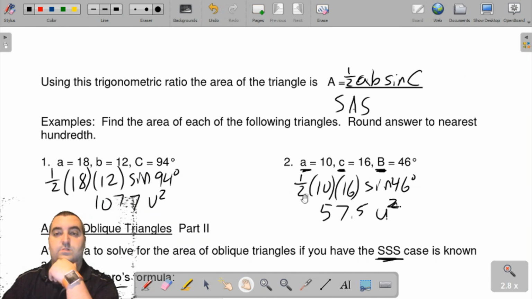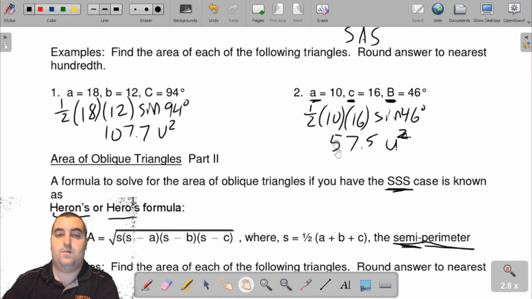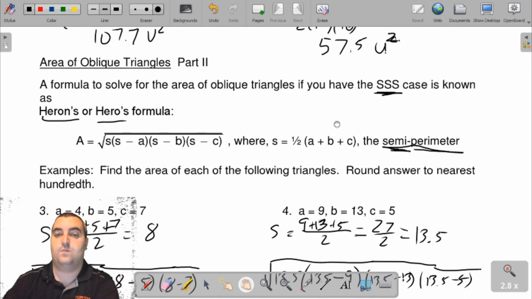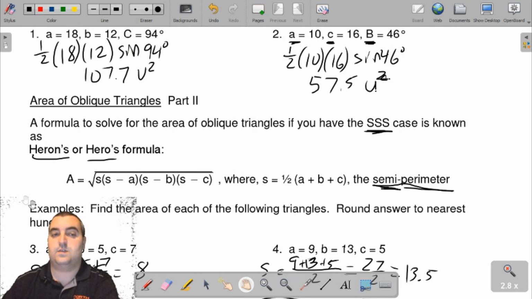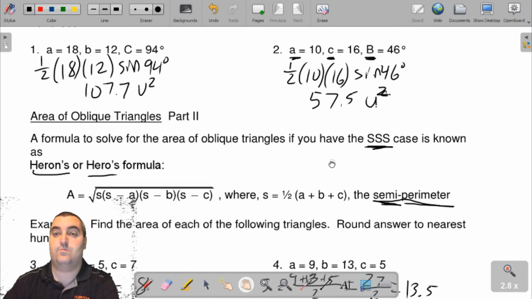So there you have it, our two formulas. We have the area when we are given side angle side, 1/2 AB times sine of C, and remember you can switch those letters around. And then we also have Heron's formula when we're given all three sides. You can use this, just remembering that S is the semi-perimeter of our triangle.